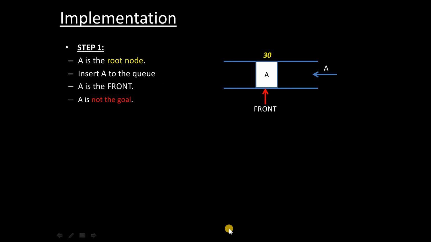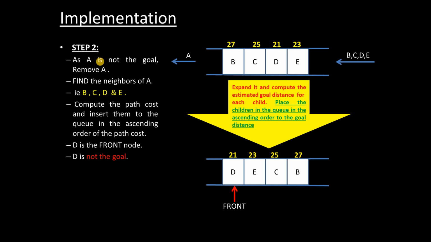This is the concept. We implement this using a queue, and first we insert element A, the root node. A is not the goal. What do we do next? We remove A and insert the neighbors of A. It's very simple. A is not the goal node, so remove A and find the neighbors of A. Which are the neighbors of A? B, C, D and E. Compute the path cost and insert them into the queue in ascending order of the path cost.